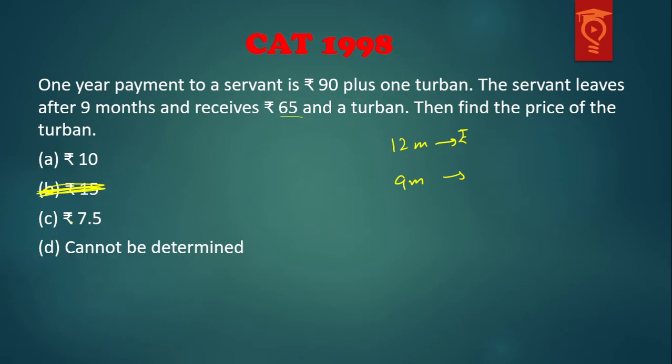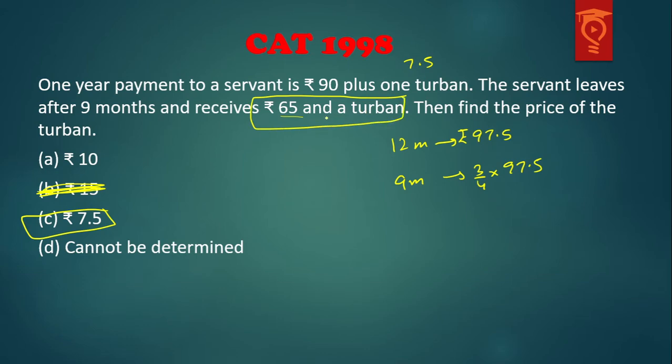Now, if I try 7.5, so 12 months become 97.5. And 9 months should become 3 by 4, because 9 months make 75%, 3 by 4 of a year. So 3 by 4 of 97.5 will now make like 3 digits after decimal, I think. But if you just add the cost of turban as 7.5, the 9 months payment becomes like 1 digit after decimal. So this is also not working out.